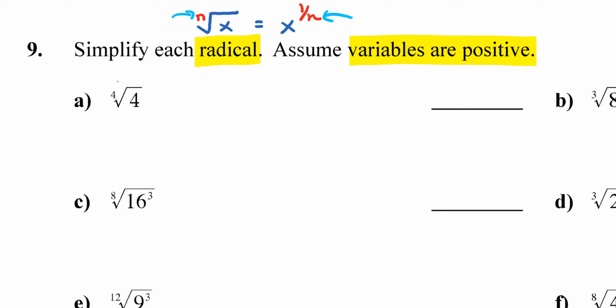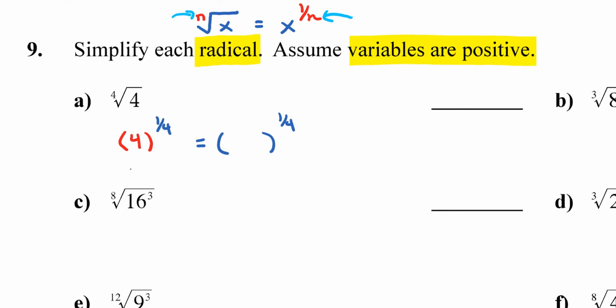Well, the index here is a 4, so we take the inside, which is a 4, and we raise it to the power of 1 over 4, where this is your index. Okay, so that's step number 1 when you're dealing with radicals. You want to change it into a power, and then after that, I would recommend changing the base, if you can, to something that could maybe help you simplify the fraction.